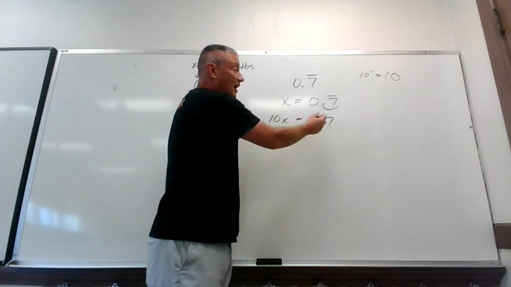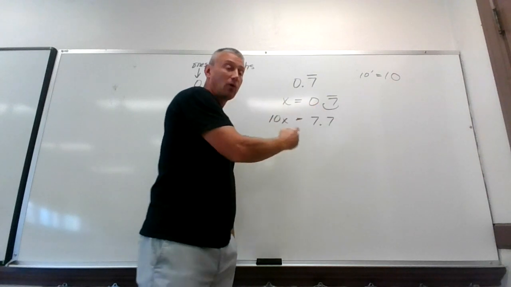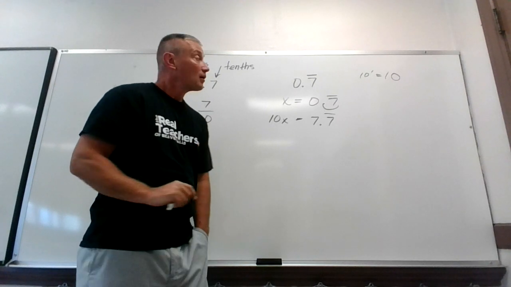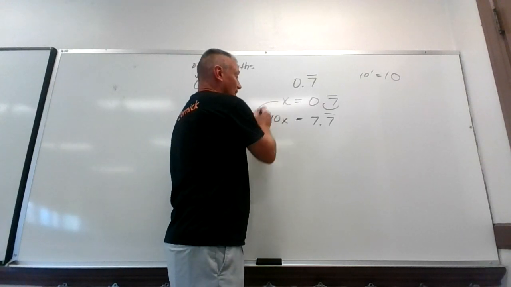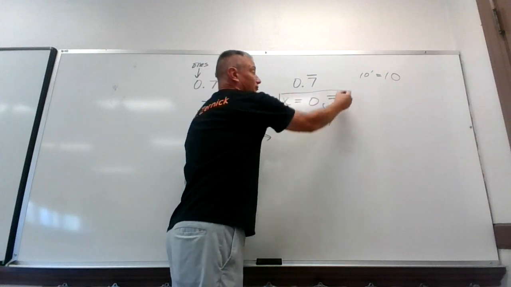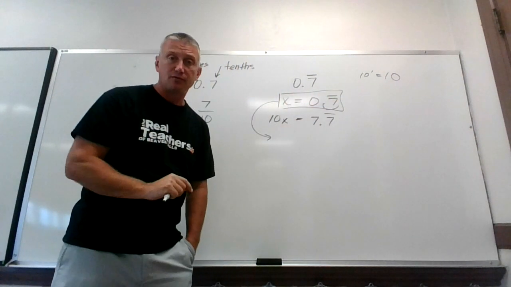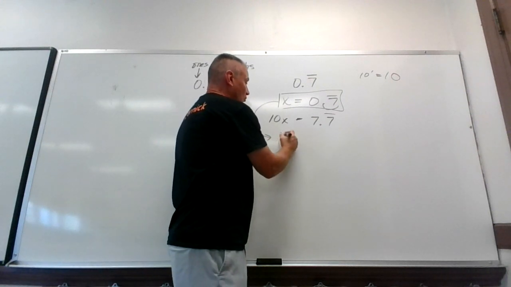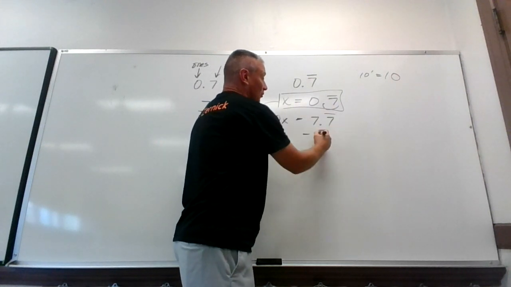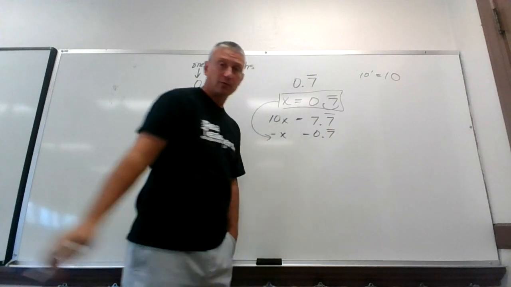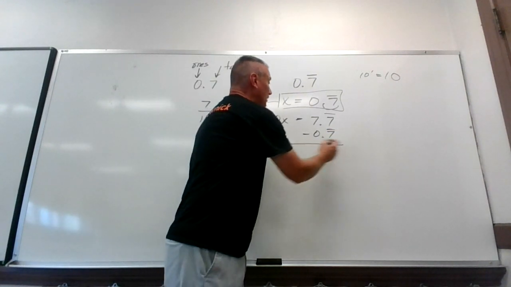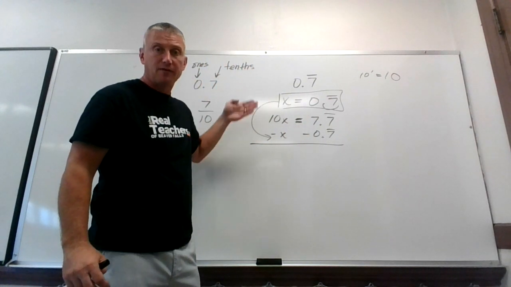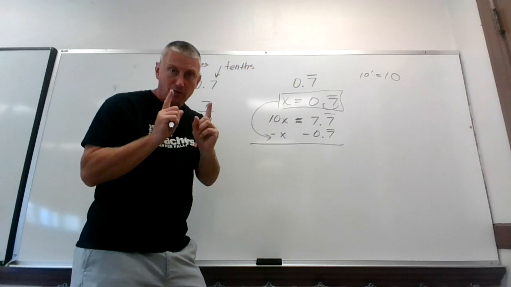Now, since we've done that, we've multiplied it by 10. Remember, this 7 could possibly still be repeating, and that's okay. Now, the next step is to subtract your original formula from what you just created. So we're going to take away an x from this side, and on this side, we're going to take away the 0.7 repeating. So we are subtracting the original equation from the equation that we multiplied by the first power of 10.